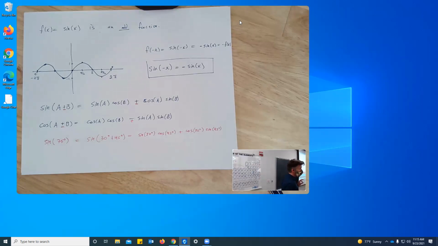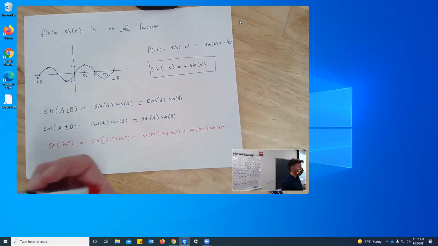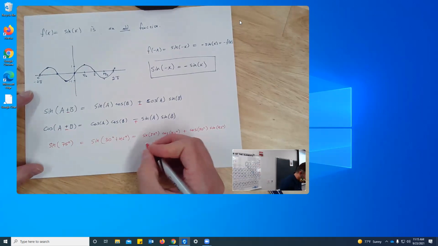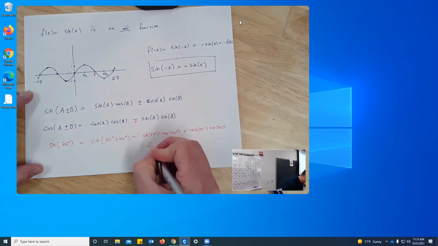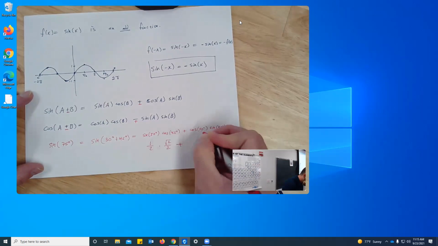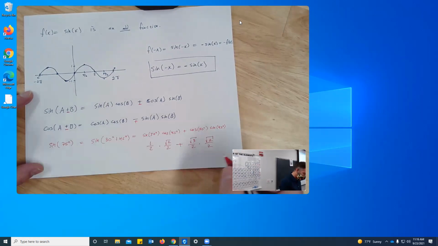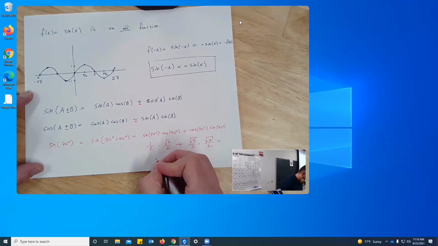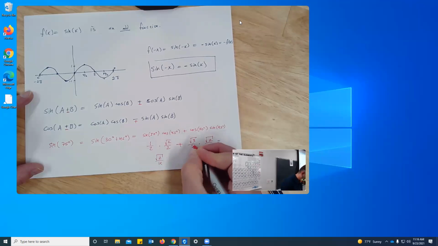Whereas you should all know, and if you don't, you should practice looking at the unit circle, what sine of 30 degrees is. Sine of 30 degrees is 1/2. Cosine of 45 degrees is the square root of 2 divided by 2. Cosine of 30 degrees is the square root of 3 over 2, and sine of 45 is the square root of 2 over 2. And if you simplify this, 1 times root 2 is root 2. Root 3 times root 2 is root 6. And this comes out to be the square root of 2 plus the square root of 6 all over 4.